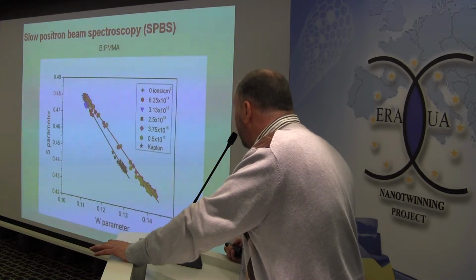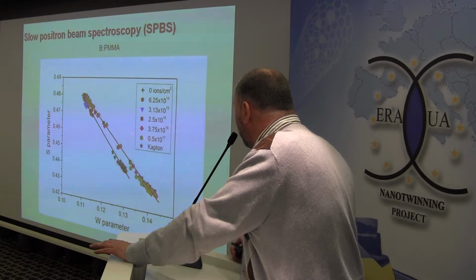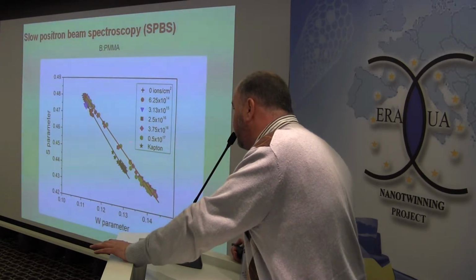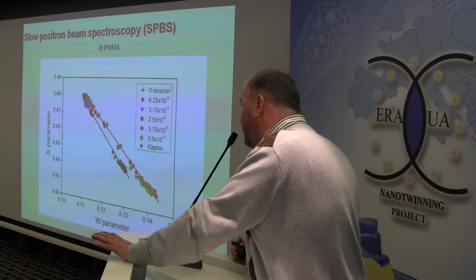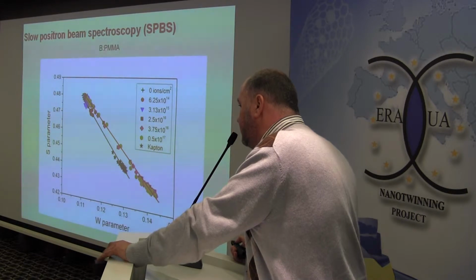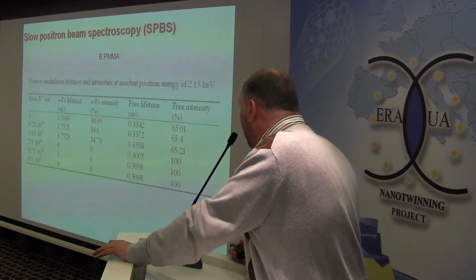In the S parameter versus W parameter plot, the slope for the damaged region is different in comparison with oxygenated Kapton. So we also suggest that oxygen is removed from the damaged region of PMMA.